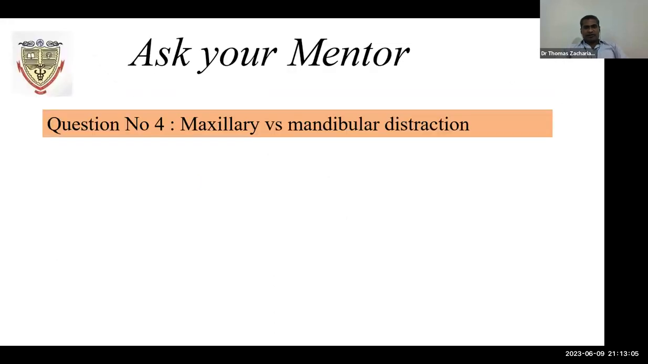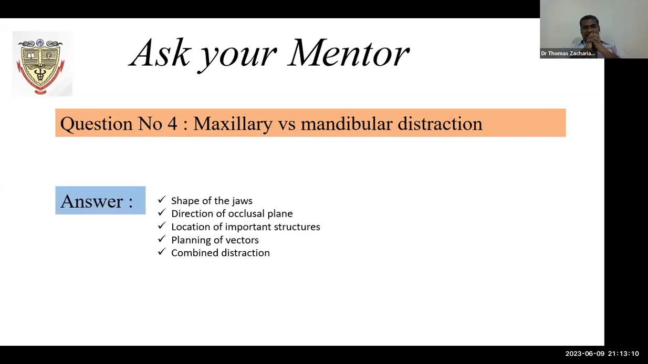The next question is maxillary versus mandibular distraction. It's a very vague question. A lot can be said.